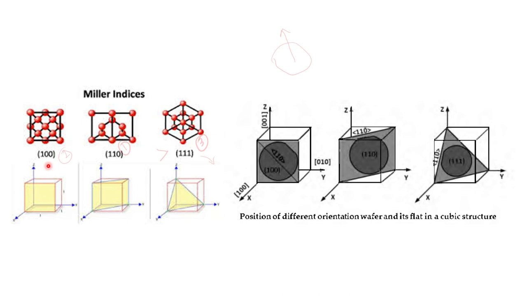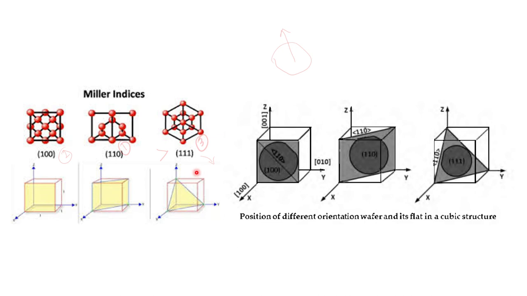For the CZ method, the Czochralski method, the growth of which plane is more difficult: 100, 110, or 111? I'm just giving a guess as 111. Okay. Are you aware of what these planes are? 100, 111? Yes, yes.